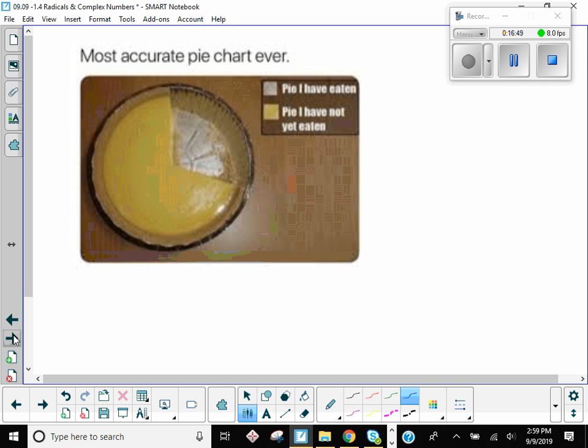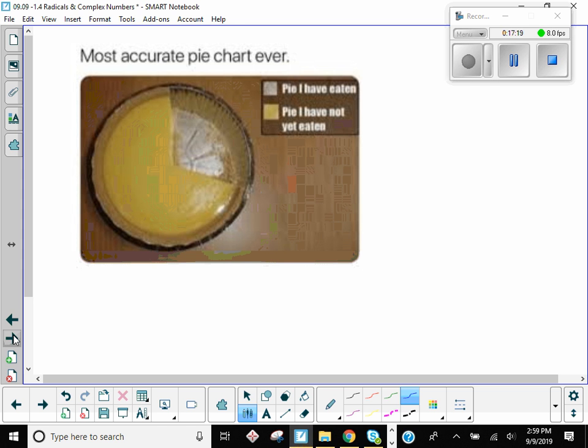Oh, I had this on here. A little brain break before we go to the next part of your notes. It's a pie chart made from pie. So it says the most accurate pie chart ever. This is the pie I have eaten, and this is the pie I have not yet eaten. And I love it. It's the funniest thing ever. My best friend tagged this to me on Facebook because she knew I would love it, and I did indeed love it so much I had to share it with you all.